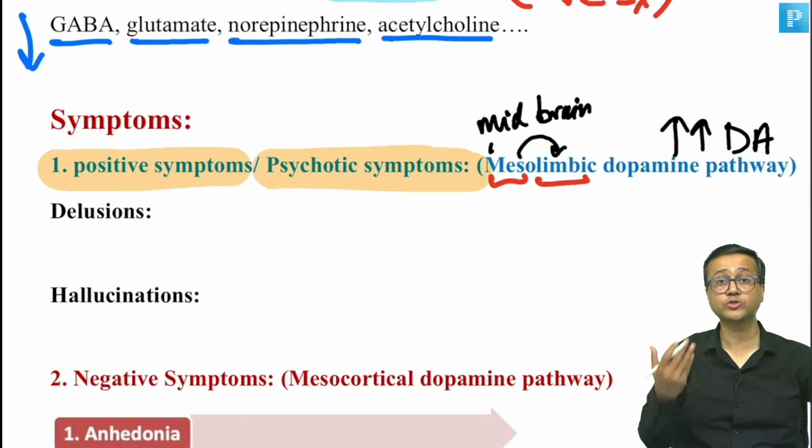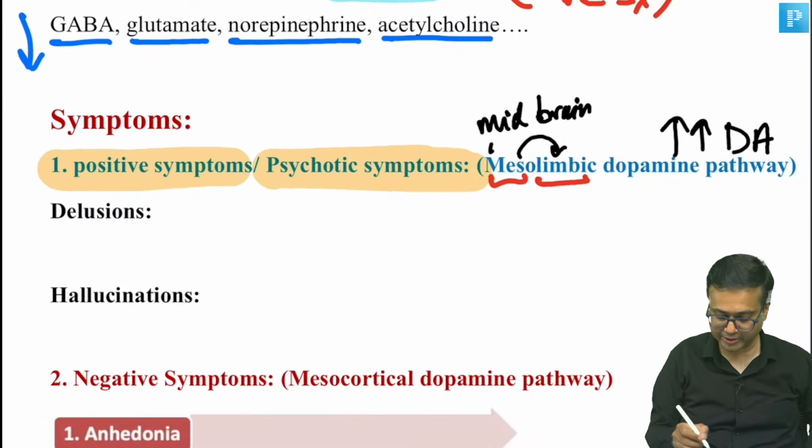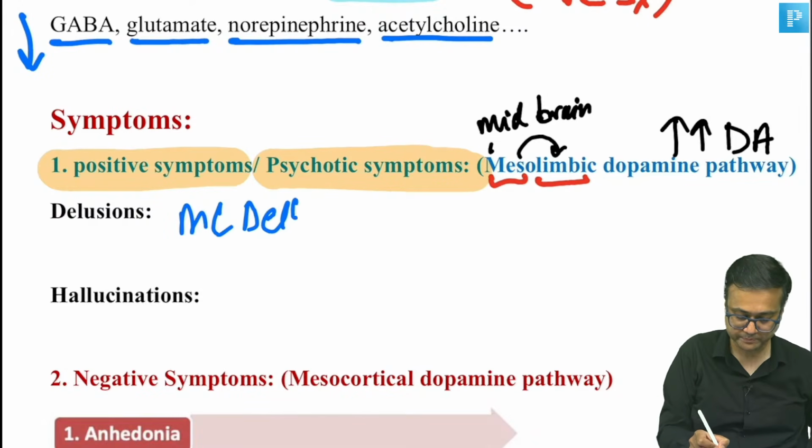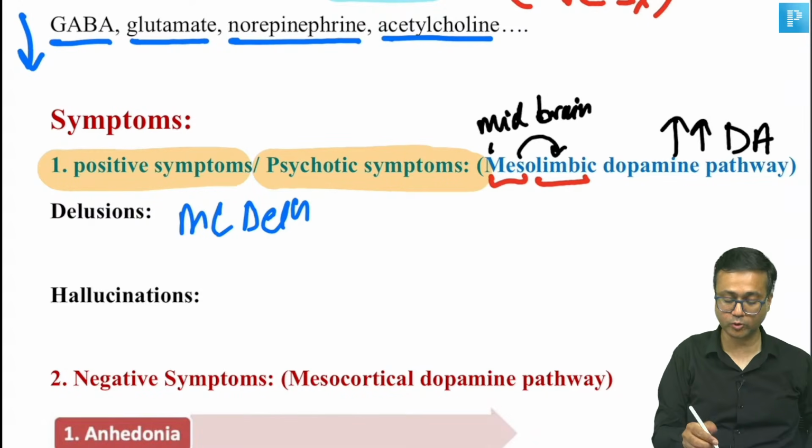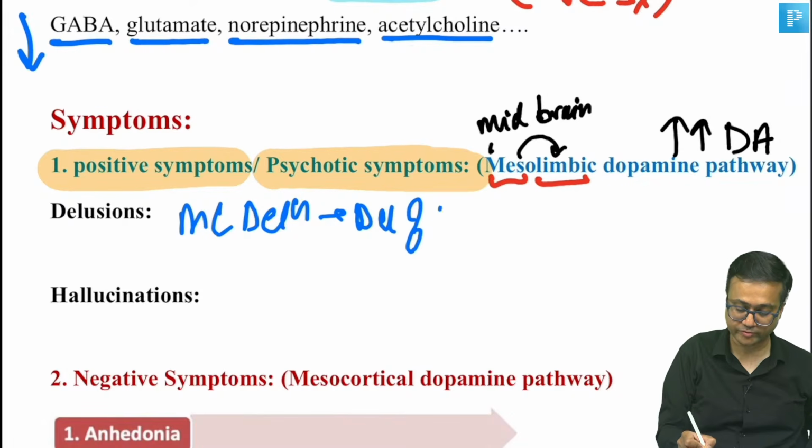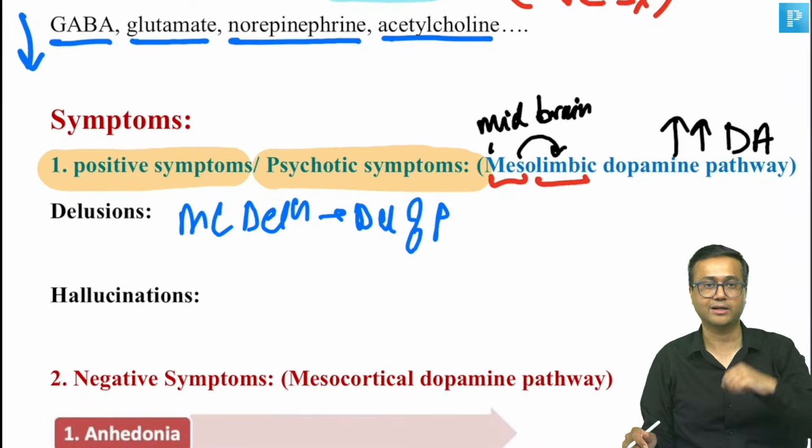That means any delusion can occur in schizophrenia. But in fact, if I ask you what is the most common delusion, beta, which one would it be? Delusion of persecution. Very good. But remember, any delusion can occur.